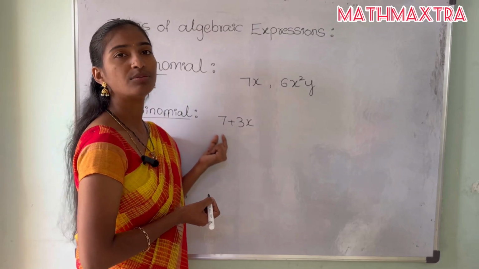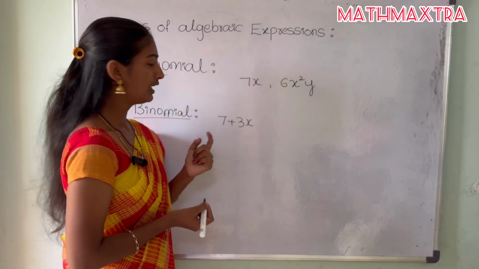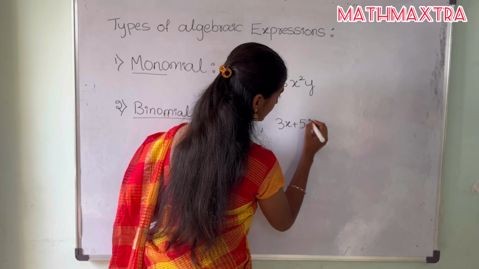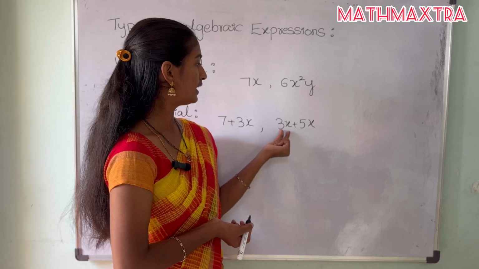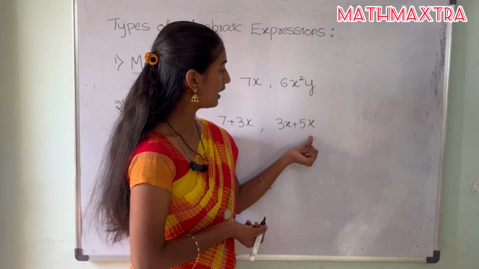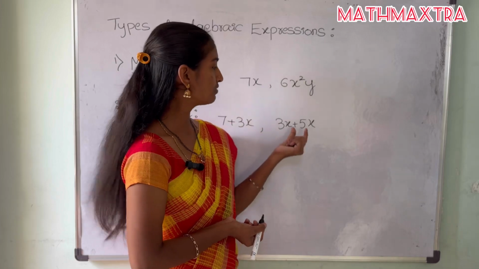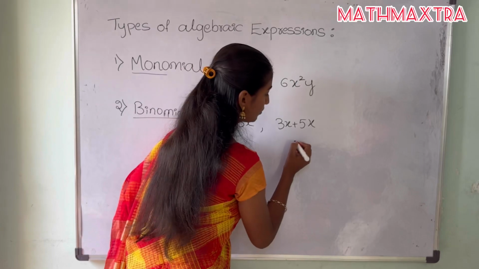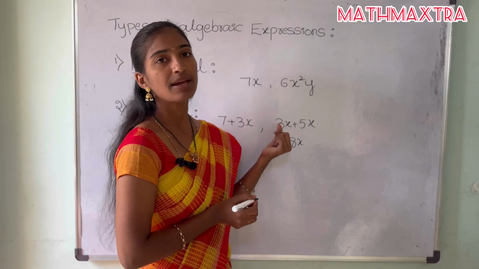But what are those two terms? The two terms must be unlike terms, isn't it? If you take one example, 3x plus 5x, is it a binomial? No, right? Because these 3x and 5x are like terms. Both have the same literal coefficient. That is why we can add them easily. If you add them, what does it become? It is a monomial. So it doesn't represent a binomial.